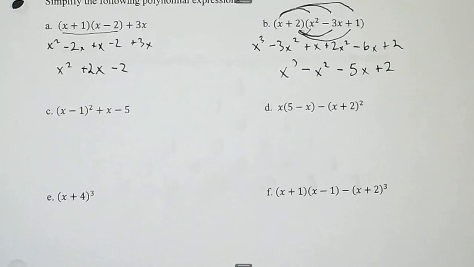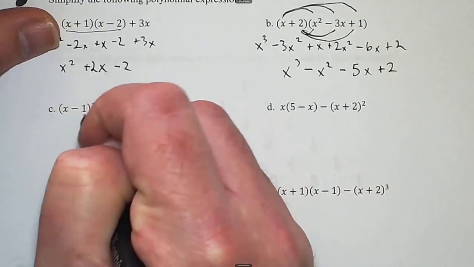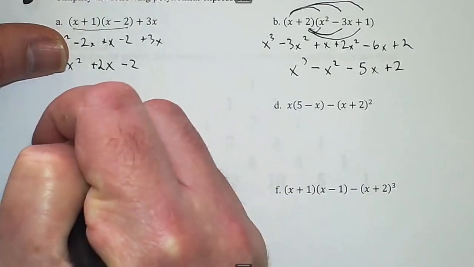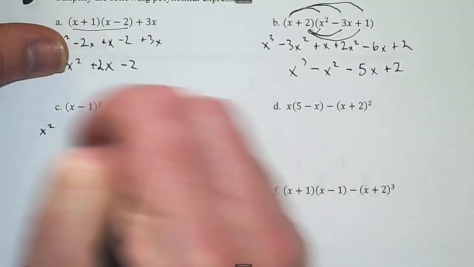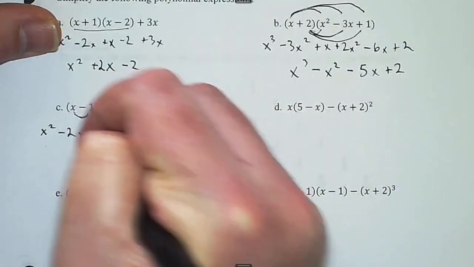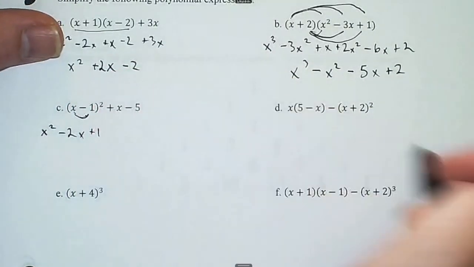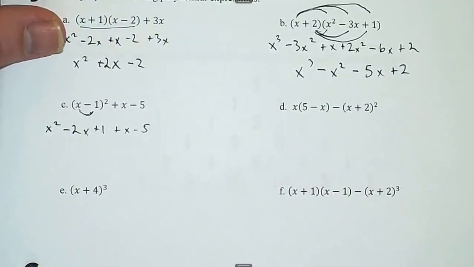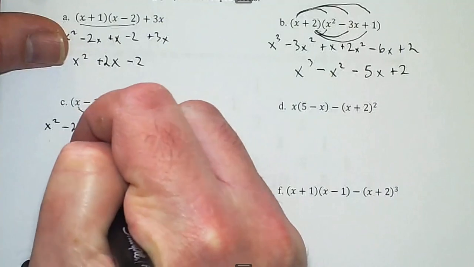All right, on this next one, it's going to really help if we know how to square a binomial. Don't call this x squared plus 1 or something like that. You have to square the binomial. It's a squared, so x squared. Multiply these two together and double it, so minus 2x, and then square that, plus 1. Then combine like terms.